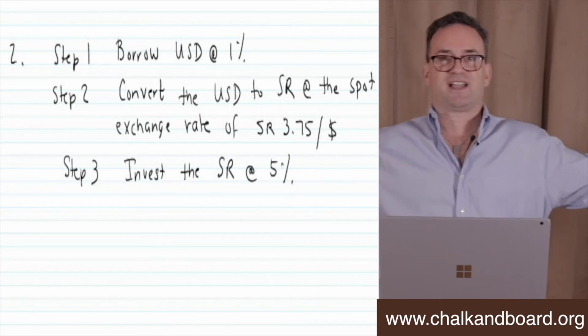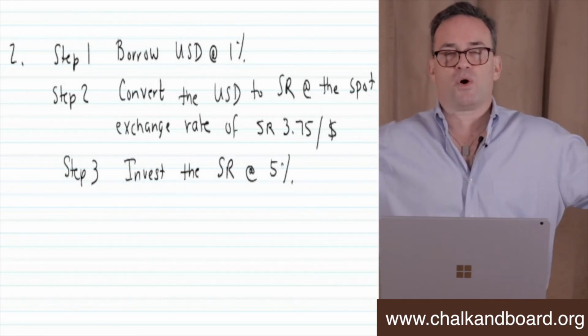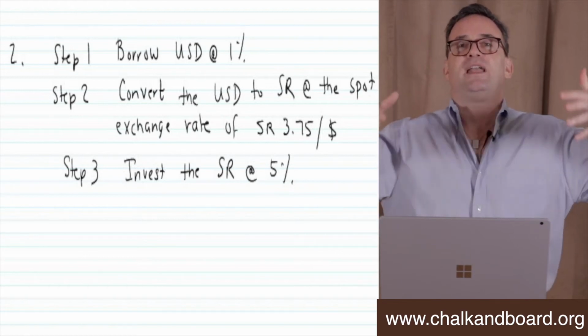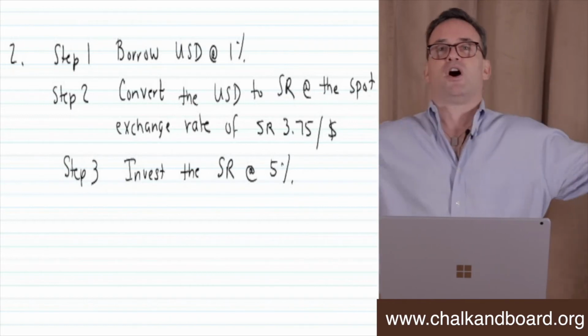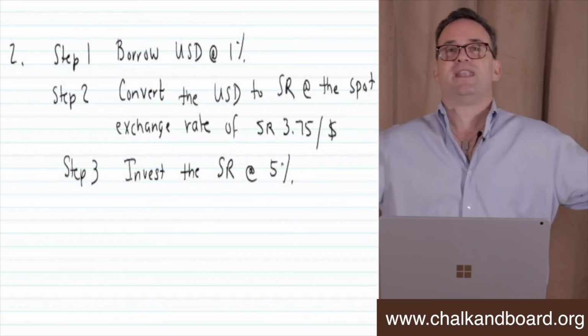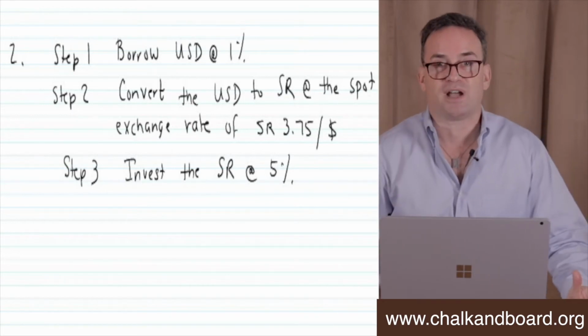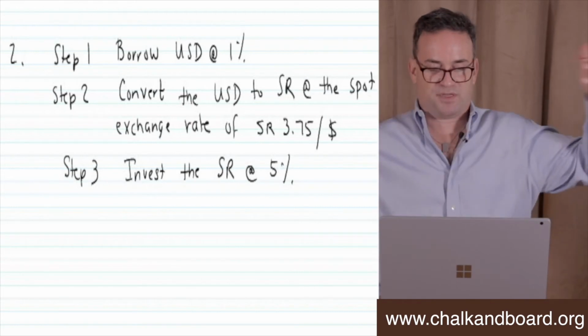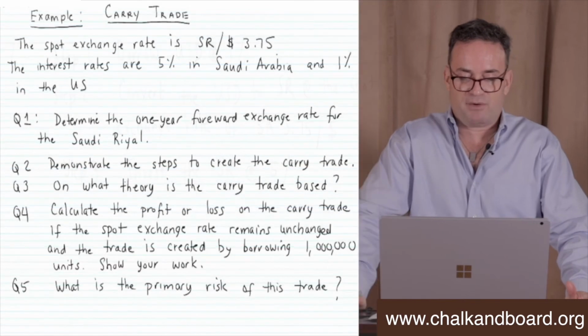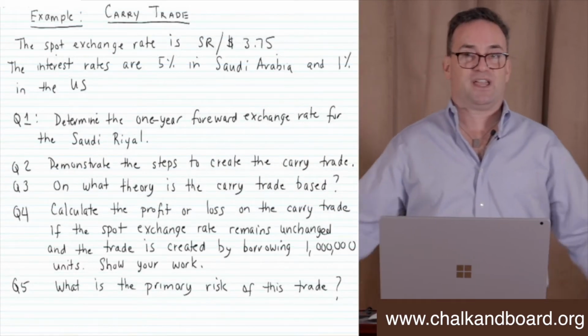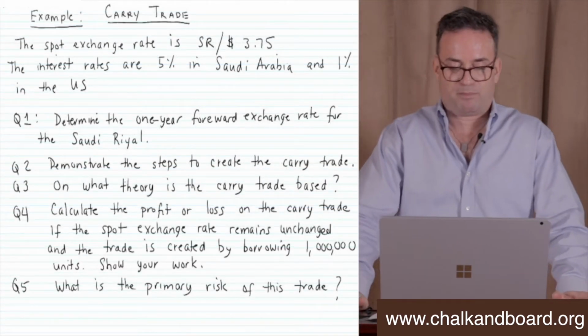Where's the forward transaction? There is no forward contract here. Why? Because it's based on a violation of uncovered interest rate parity. If there's an arbitrage opportunity here, you cannot eliminate it with forward or futures contracts because they don't exist. That's what the theory is saying. All right, so question number 3, on what theory is the carry trade based? It's based on a violation, as I just said, of uncovered interest rate parity.